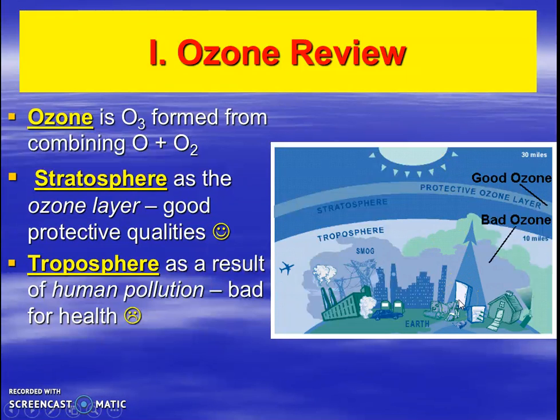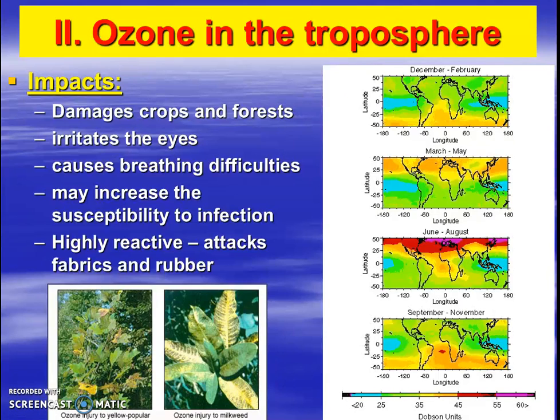Alright, let's learn why. Ozone in the troposphere is bad because it has a lot of negative impacts. When ozone is near us, it can damage crops and forests. That will affect productivity, the amount of oxygen production, how much CO2 is being taken out of the atmosphere by forests, and leave less crops for us to eat. Very bad. It is also an irritant to our eyes.